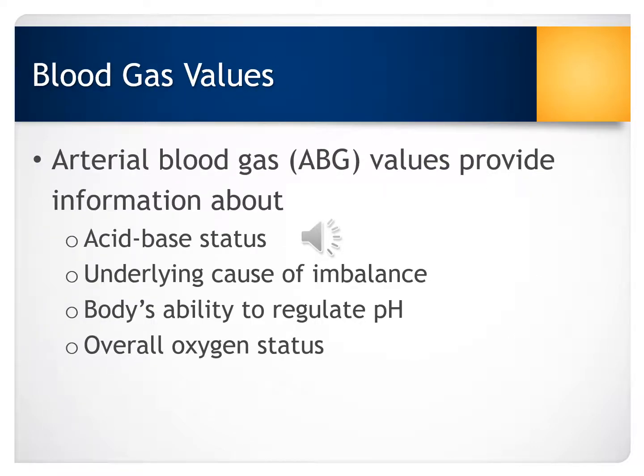So understanding and being able to evaluate your patient's arterial blood gases is very important. This can provide you information to determine which acid-base imbalance your patient may be having. It can also let you know, when you're assessing your patient, their ability to regulate their own pH, and it can also give you an idea of their overall oxygenation status.